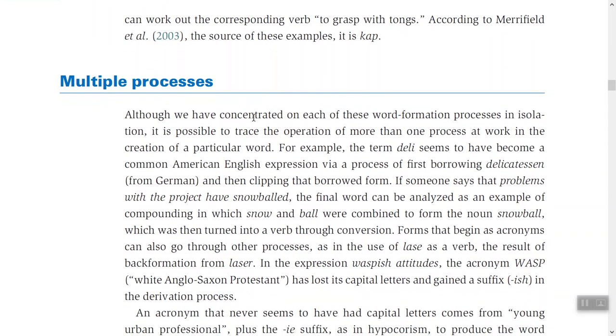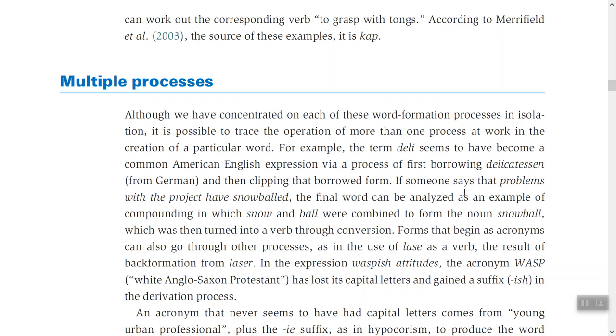I will read it. Although we have concentrated on each of these word formation processes in isolation, it is possible to trace the operation of more than one process at work in the creation of a particular word. For example, the term daily seems to have become a common American English expression via a process of first borrowing daily from German and then claiming that borrowed form.